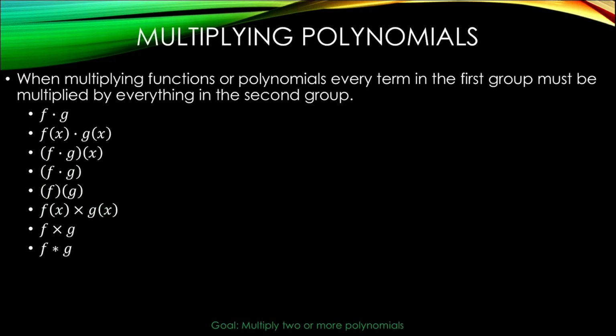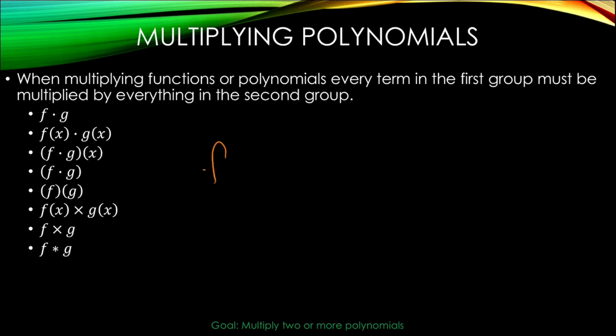We understand those things. Now this is where it gets complicated. When multiplying functions or polynomials, every term in the first group must be multiplied by everything in the second group. It's complicated just because you have multiple things that you're doing. It can be f times g, f of x times g of x, f times g of x, f times g in parentheses. There's all these different kinds.